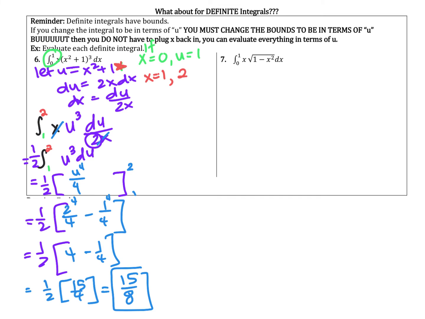So when we have a definite integral, we actually only have to deal with x at the very beginning of the problem. And once we have gotten rid of x and changed our bounds, we can work through the rest of the problem in terms of u. So let's look at another example.